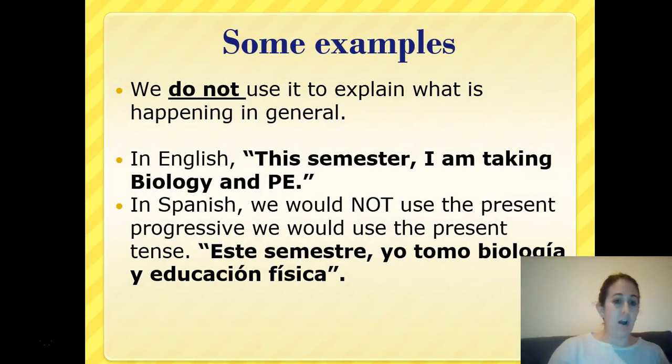Let's talk about what it is not. We do not use it to explain what is happening in general. So in English, we could say, this semester I am taking biology and PE. But in Spanish, we would not use the present progressive. We would just simply use the present tense. Este semestre yo tomo biología y educación física. Okay? Because it's not necessarily what's going on right now at this very moment. We're just talking about, in general, this current time, what's going on.